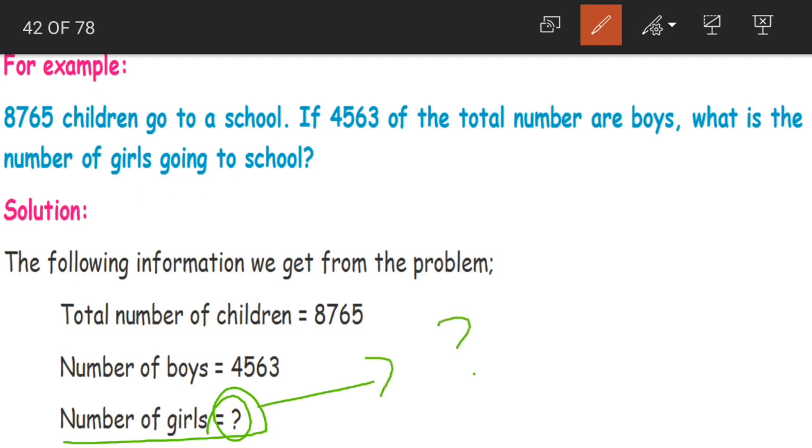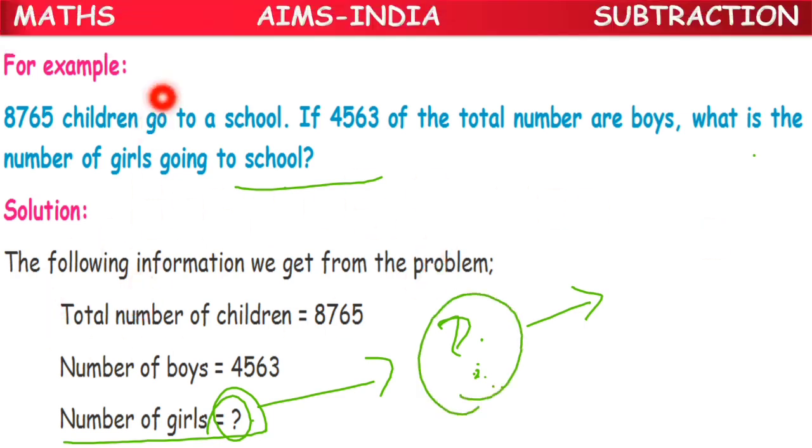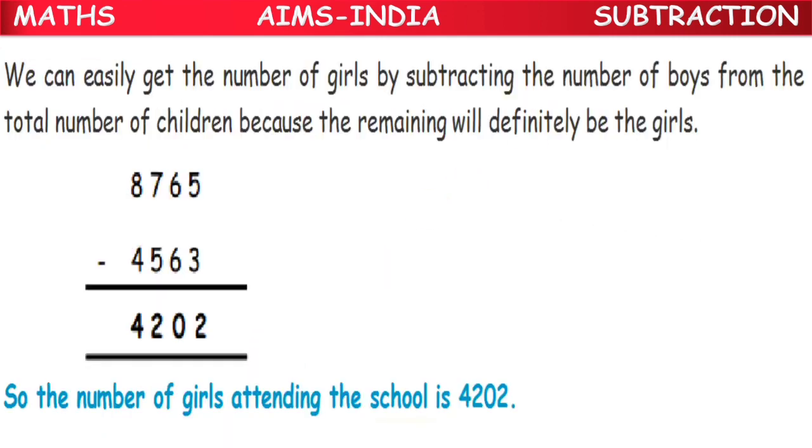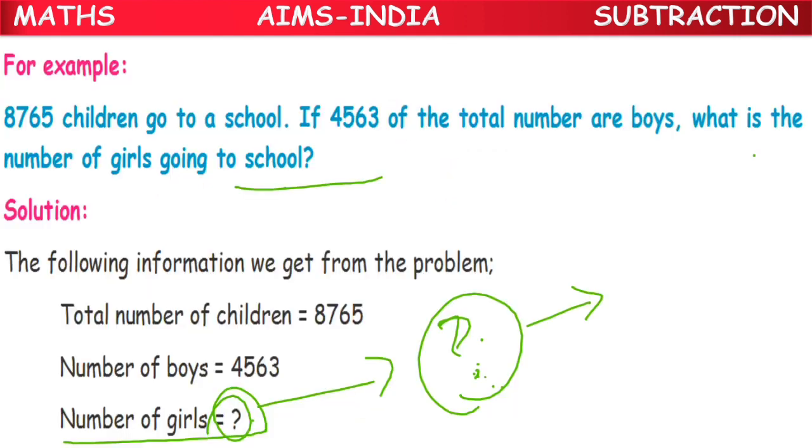Why question mark? Because we do not know, in the question the number of girls going to school is not given. So we do not know the number of girls, so we placed a question mark here. Yes, now we have presented the information given in the problem. Now let us solve the problem. We can easily get the number of girls by subtracting the number of boys from the total number of children, because the remaining will definitely be girls. Yes children, the remaining will be girls only.